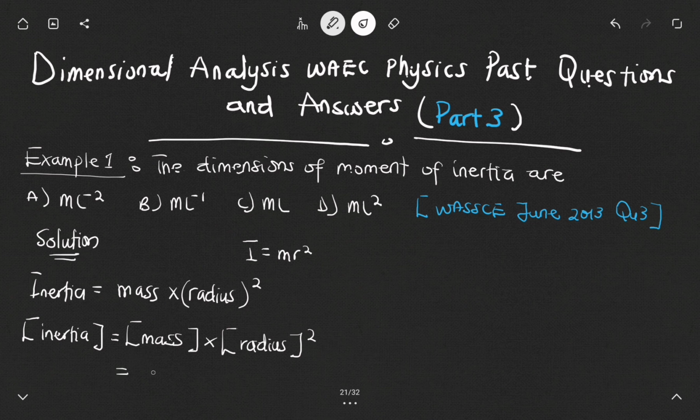So the dimension of mass is M multiplied by the dimension of L. Radius is L, it's just like length. So we have L squared. So our final answer here will be equal to ML squared. This becomes our answer for moment of inertia. So if you look at it, option D gives us that correct answer.